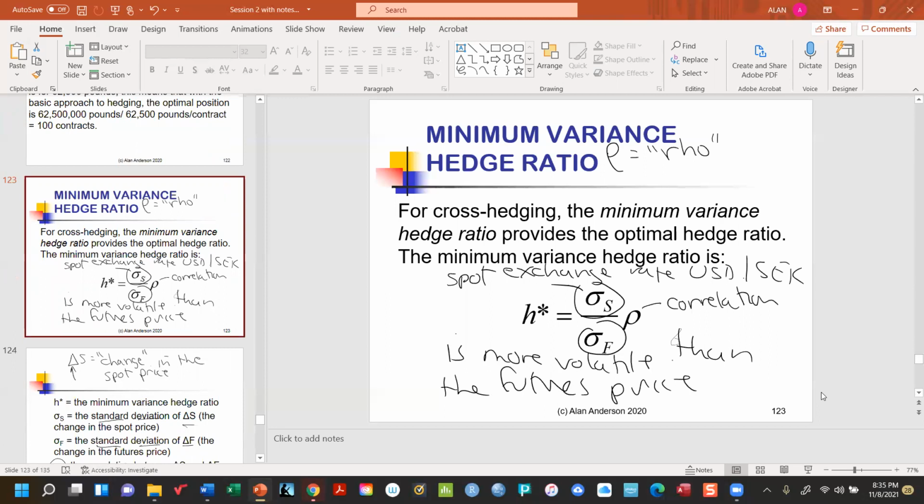So this is often referred to as the minimum variance hedge ratio, which again minimizes the fluctuations in the value of our position. And the derivation of this is way beyond the scope of this class, but it's out there if you wanted to look at it. And so this formula has been shown to keep our risks down to an absolute minimum.